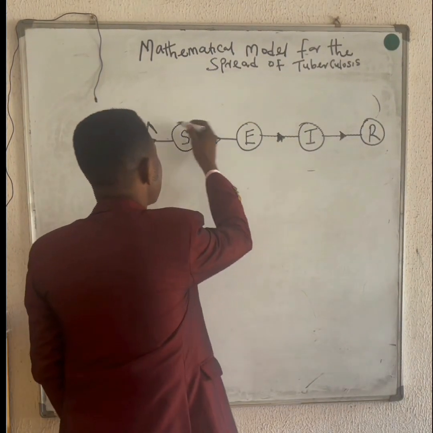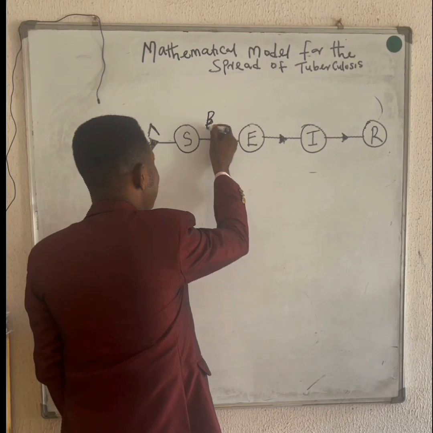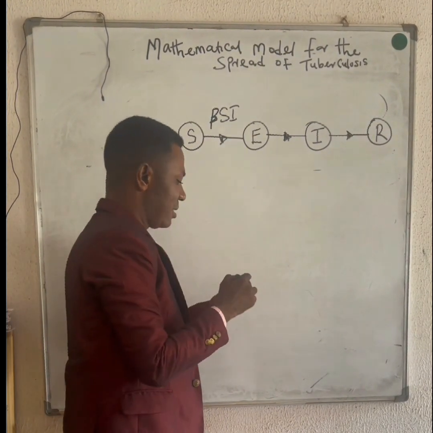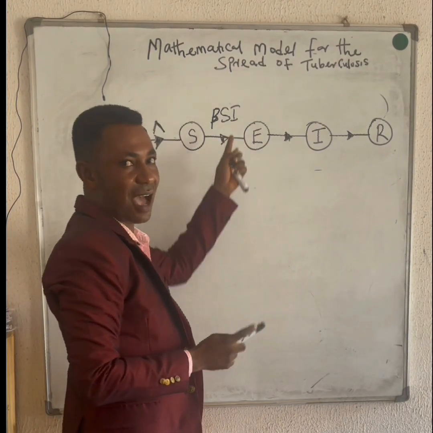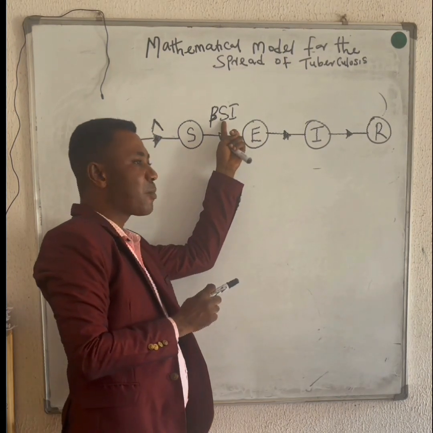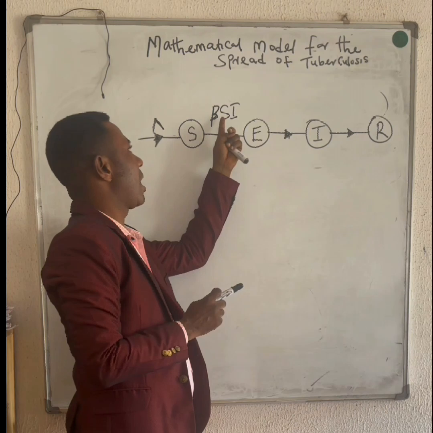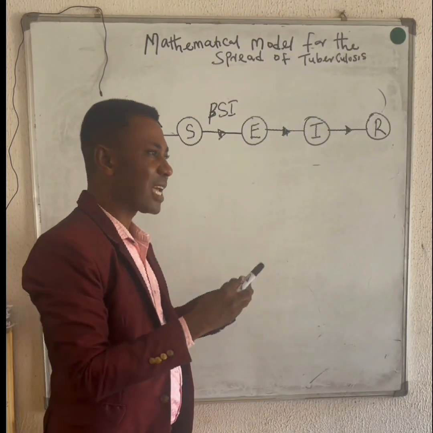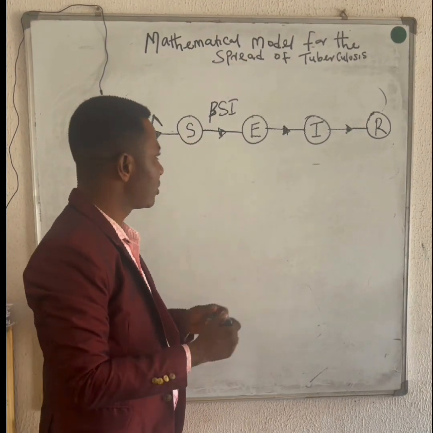Now, let's assume that beta is the contact rate. Beta here is the contact rate. So S, look at it now. This S, this person has no disease, but the I has disease. So there must be a contact between the susceptible and the infected before this person is infected. So beta now is taken as what? The contact rate between the susceptible and the infected individuals.